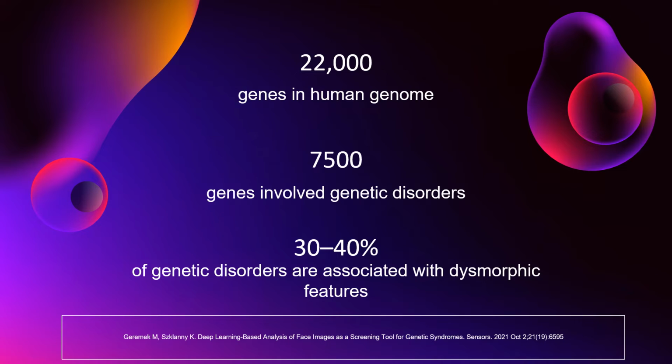There are approximately 22,000 genes in the human genome. Out of these, 7,500 are involved in genetic disorders. Now, 30 to 40% of genetic disorders are linked with dysmorphic features. Remember the picture we saw in the last slide? The baby in that picture suffers from a genetic disorder called Down syndrome. Down syndrome also exhibits dysmorphic features.